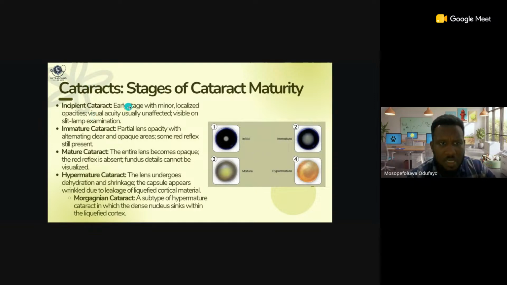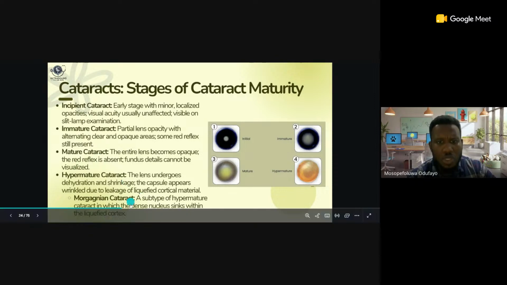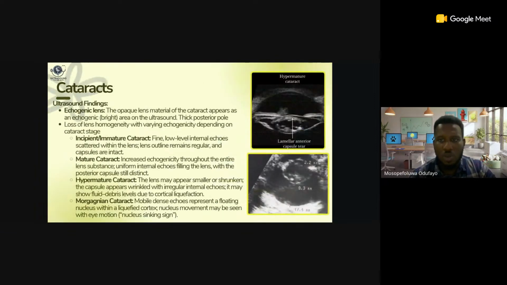Then also incipient cataracts, immature cataracts, mature, hypermature cataracts, of which a very specific important type is the Morgagnian cataract. Is that okay? Which is literally the maximum on the spectrum of a hypermature cataract. What do you see on ultrasound in a cataract? Regardless of the types, of which the most common three are the nuclear sclerotic, cortical, and posterior subcapsular, what you will find many times is an echogenic lens.